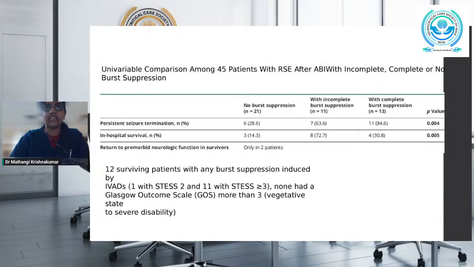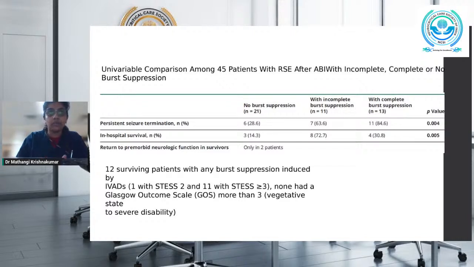So they did a univariate analysis. There were 45 patients with refractory status epilepticus after anoxic brain injury. There they found a difference when it comes to persistent seizure termination. In patients who had complete burst suppression, 84.5% achieved seizure termination in anoxic brain injury, and this was statistically significant. And in-hospital survival was actually higher in patients with either incomplete burst suppression or complete burst suppression, and this again was statistically significant.